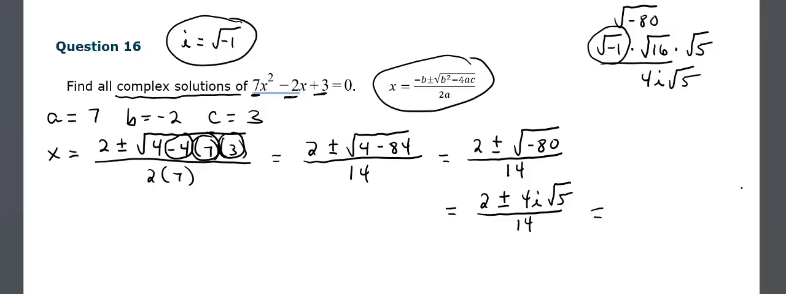Now our last step is to simplify. So we look for a value that divides evenly into 14, 2, and 4i. And since they're all even numbers, 2 divides evenly into all of them. So 2 divided by 2 is 1. 4i divided by 2 is 2i. And 14 divided by 2 is 7. So our final answer, this 1 is necessary, so it's 1 plus or minus 2i square root of 5 over 7.